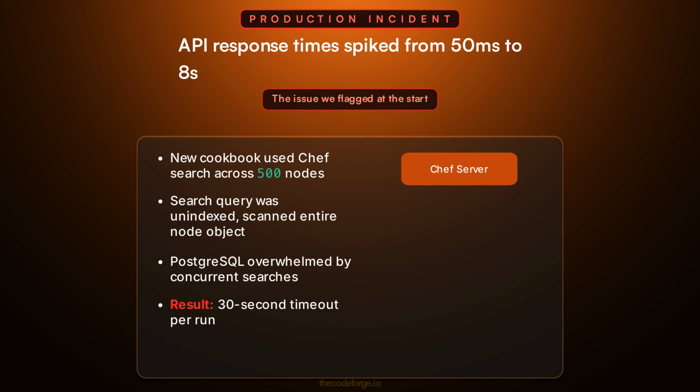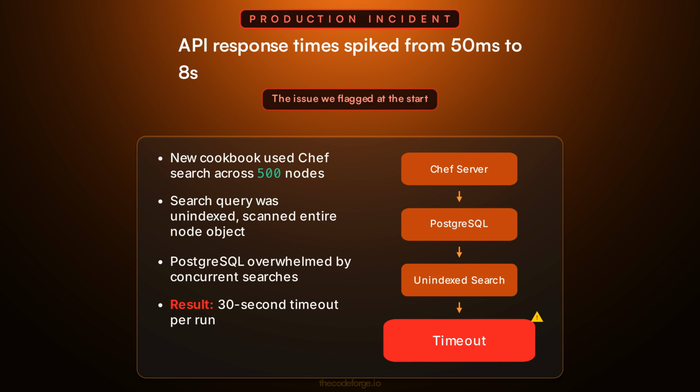This is the same issue we highlighted at the start. Here's exactly why that happened. A new cookbook used Chef's partial search across all 500 nodes to find database hosts. The search query was unindexed and scanned the entire node object, causing a 30-second timeout per run. The Chef server's PostgreSQL was overwhelmed by concurrent searches.